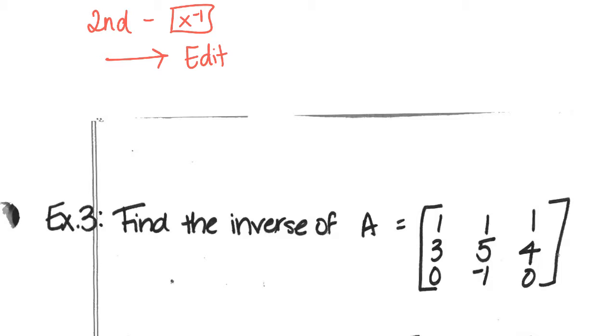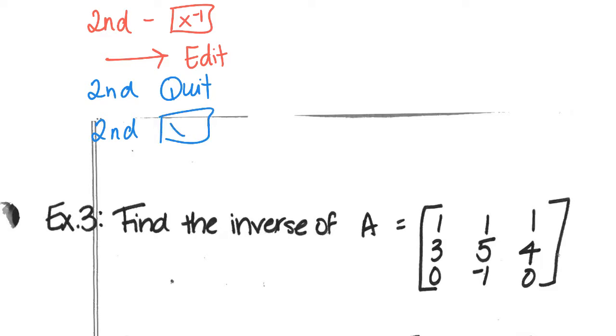1, 1, 1, 3, 5, 4, 0, -1, 0. And I always like to double check that I have the right numbers in for my matrix. If you have to push pause to get your matrix in, please do so. From here, I like to go ahead and get out of there. So I hit second quit. And I like to clear out my whole screen, clear, clear, clear. And I'm going to put that back in.